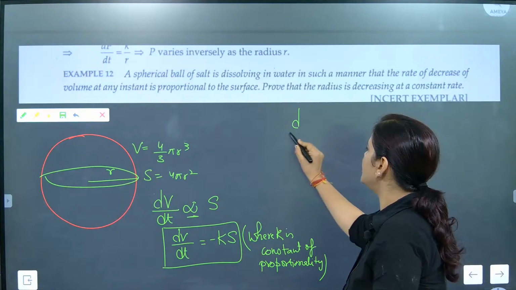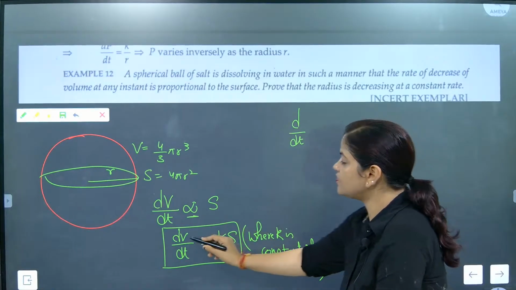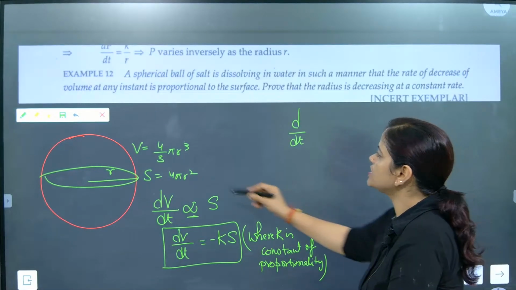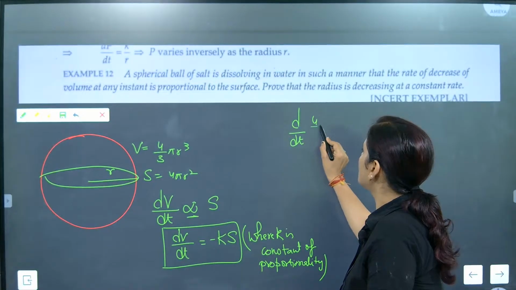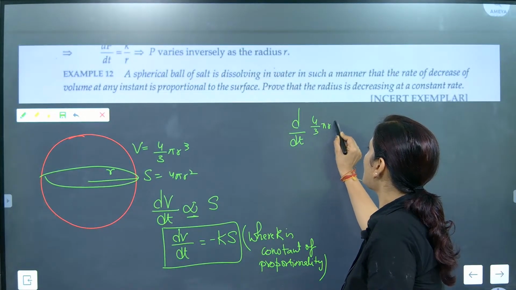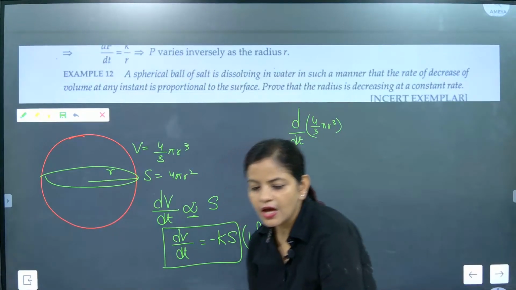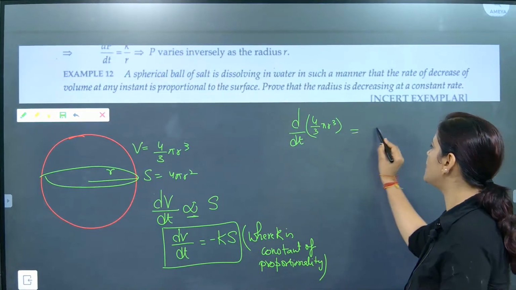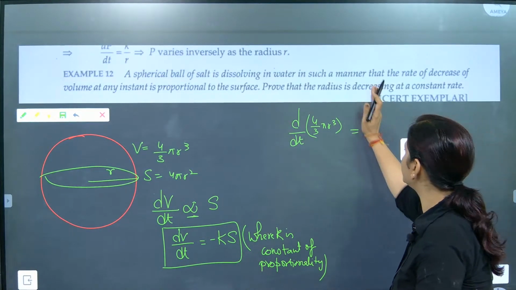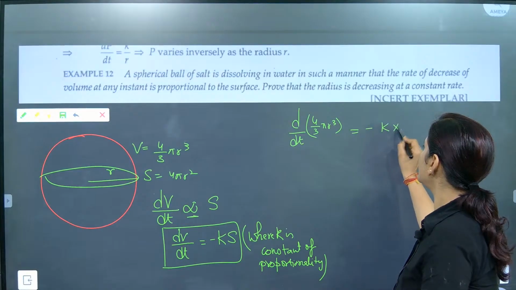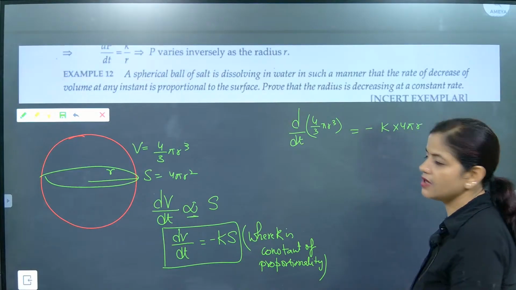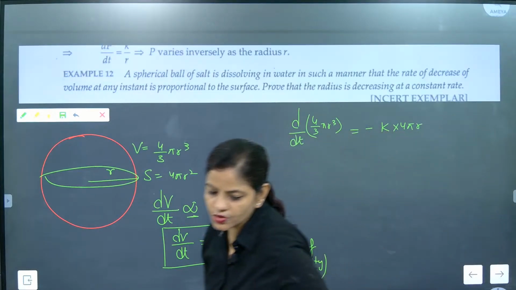So dV by dt. What is V, beta? V is volume. What is the volume formula? 4 by 3 pi r cube. This is the volume part. 4 by 3 pi r cube, and this will be equal to minus k into 4 pi r square. Done? Because we just substituted the value.